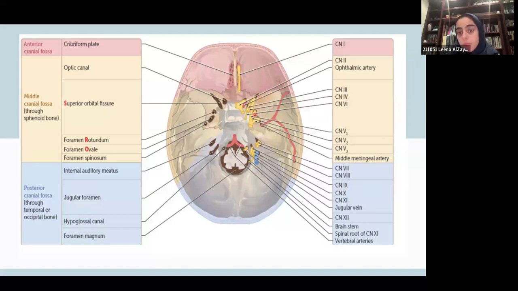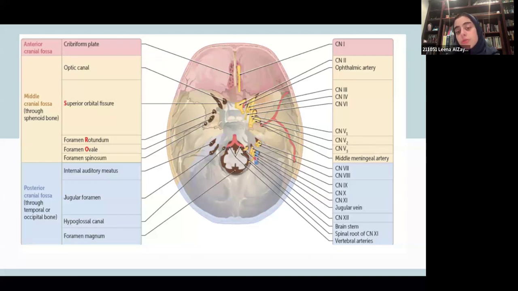Rotundum, what comes out of it is the second part of the trigeminal. And then the ovale creates a space for the third part of the trigeminal. And then we have the foramen spinosum, which has the middle meningeal artery. Then over here, this is all the middle fossa. And then the posterior cranial fossa, we have the internal acoustic meatus, which carries the vestibulocochlear nerve and facial nerve.